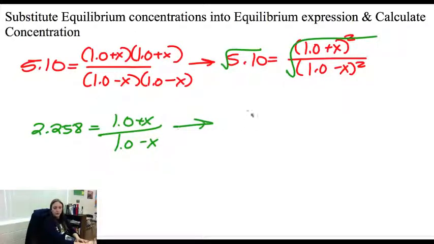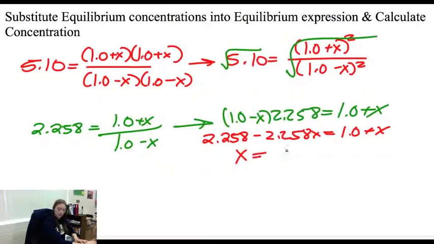And so we do a little algebra. We're going to solve. We cross multiply. And we should then combine our like terms, and we get x to be 0.386. That's great. That's not what they're asking. They asked us to calculate the equilibrium concentrations of all species.